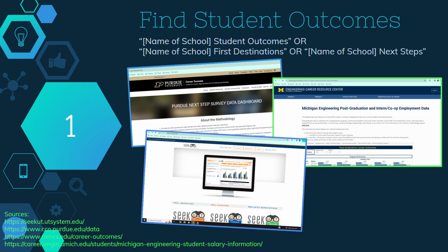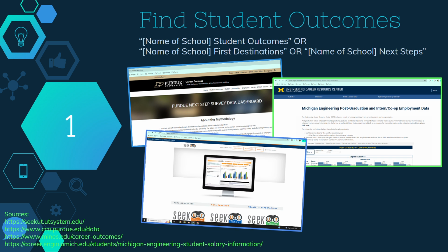You can see from the screenshots that I have here, they are called very different things at different schools. The Purdue one is called Next Step Survey. That one comes up pretty easily, and I have done a video on that. Michigan Engineering has a specific area just for engineering, but they call it post-graduation intern co-op employment data. And then the one screenshot on the bottom here is for the entire University of Texas system.